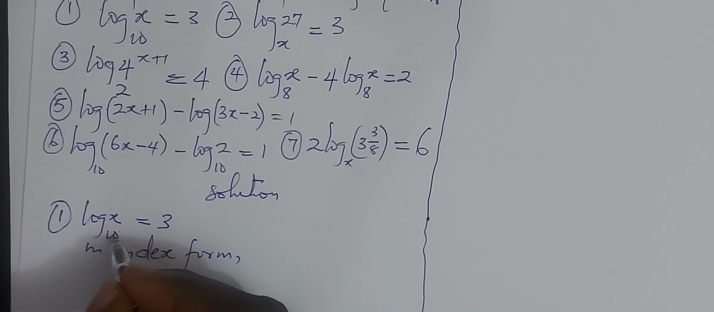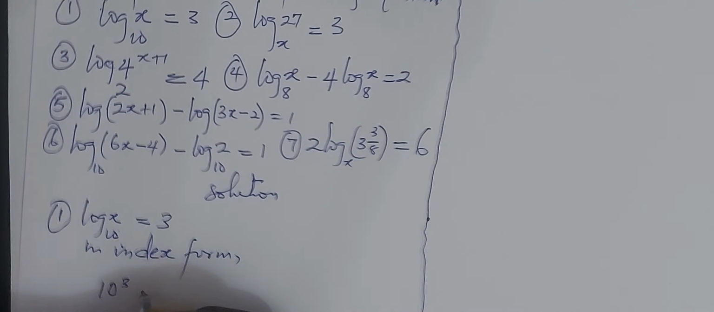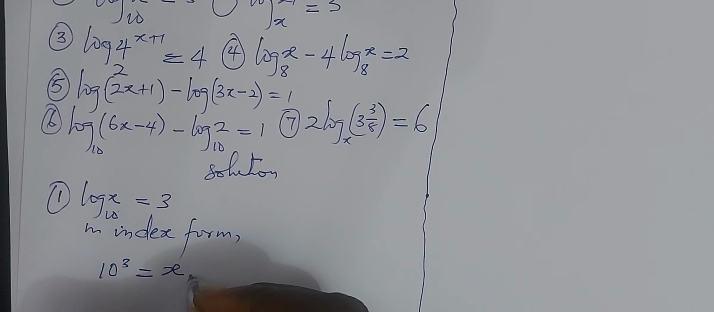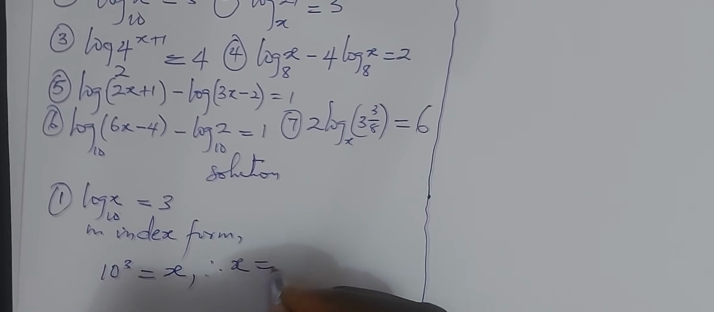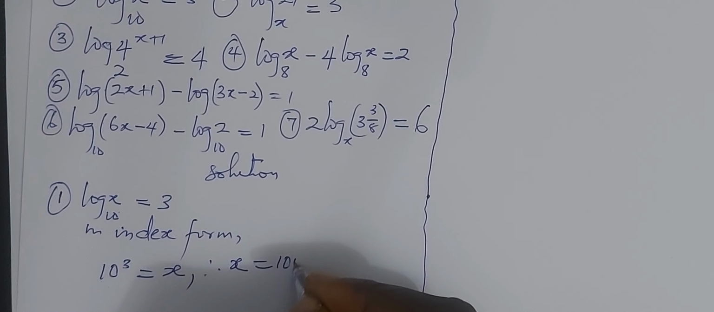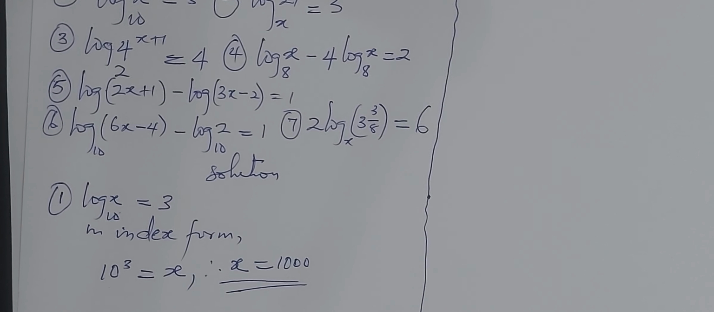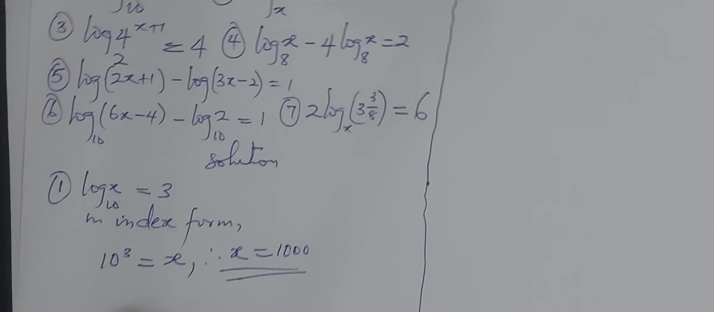the 3 becomes the power of the base of the log, and everything is equal to x. So you can now say 10 raised to the power of 3 equals x. And therefore, x is equal to 10 raised to the power of 3, which is 1000. That is it. If you press your calculator, log 1000, what you get is 3. So x equals 1000.